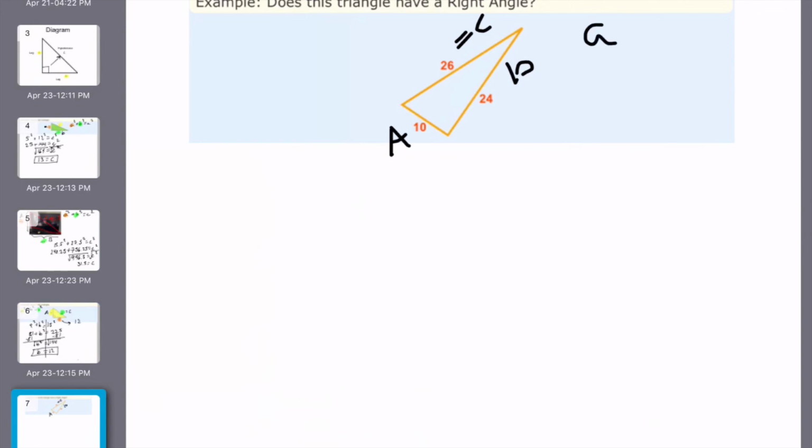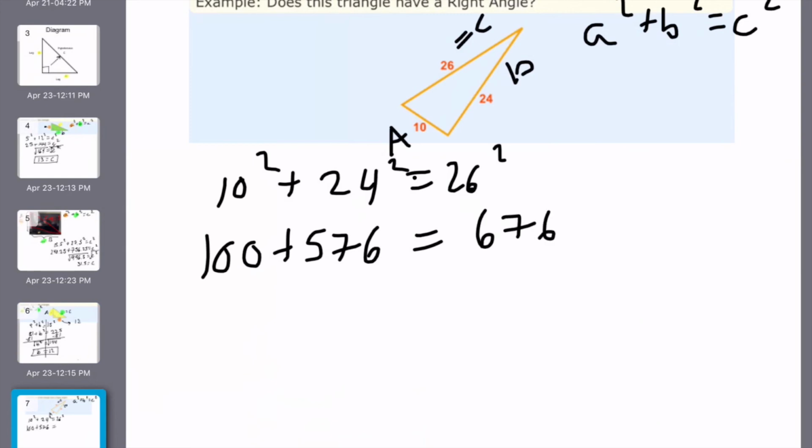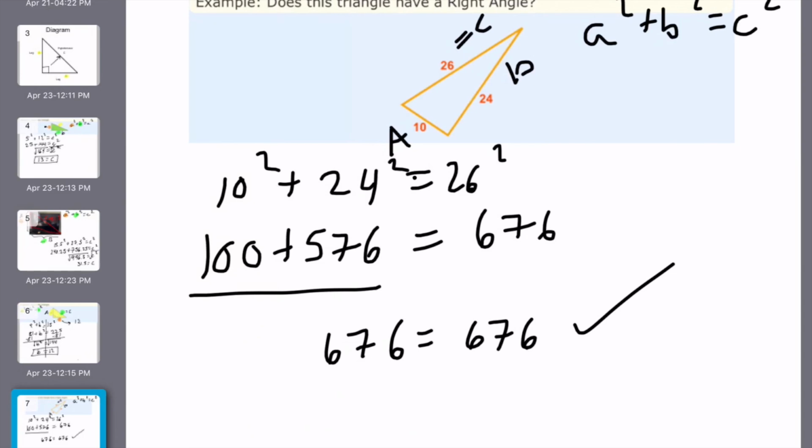So again, remembering a squared plus b squared equals c squared, I need to put these numbers into the appropriate places. So I'm going to have 10 squared plus 24 squared equals 26 squared. Okay, well, 10 squared is 100, and 24 squared is 576, and 26 squared is 676. And when I add 100 and 576 together, I get 676, and 676 equals itself every day of the week. So does this triangle have a right angle? Yes, it does. It is a right triangle.